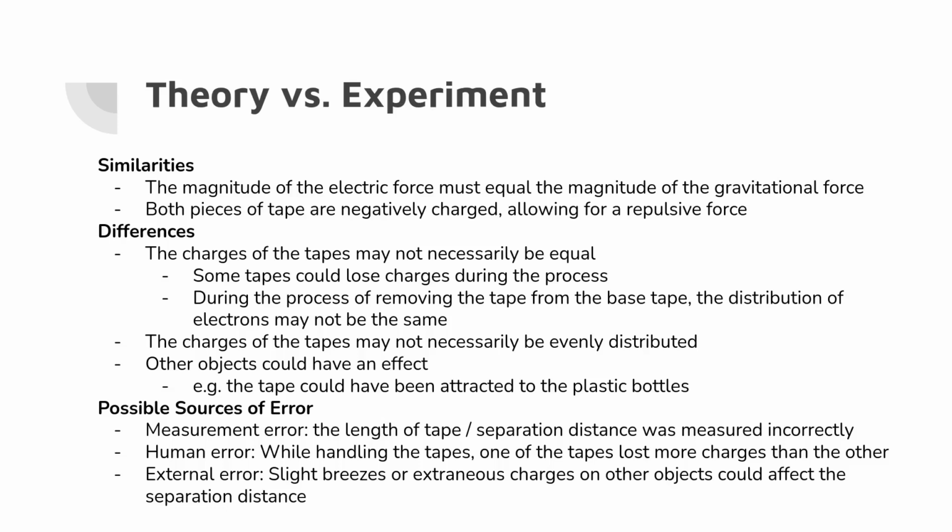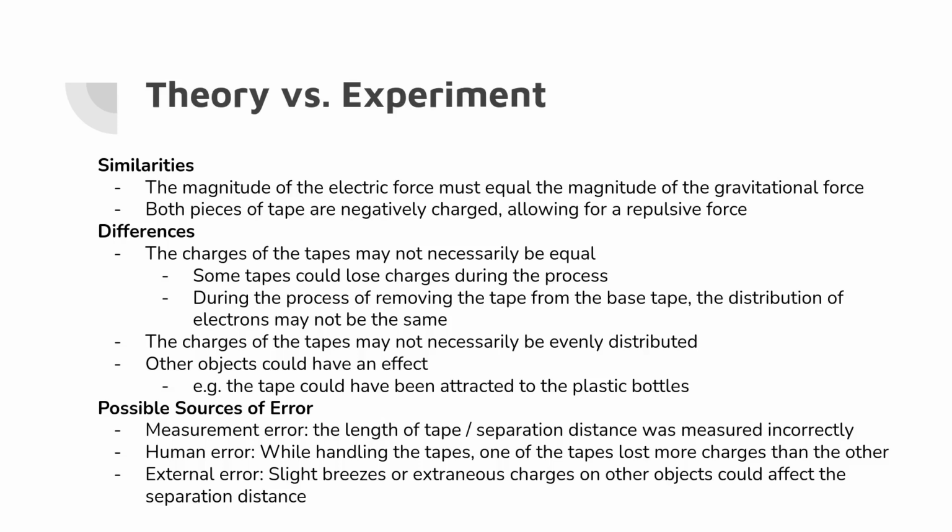First of all, the charges of the tapes may not necessarily be equal, as some tapes could lose charges during the process. And also, other objects in the scene could have an effect. For example, the tape could have been attracted to the plastic bottles, which would disturb the results of the experiment. Finally, there are other sources of error that are present.